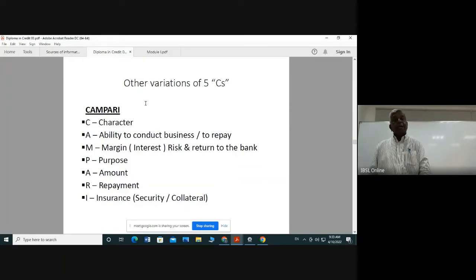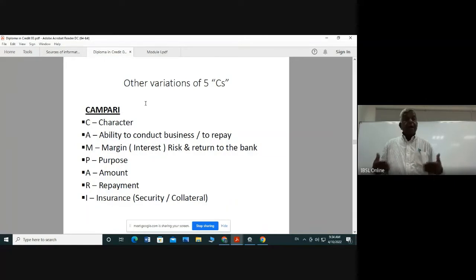And then CAMPARI. This is also a very popular method. In Sri Lanka, many people were using it. This is another variation that some other senior managers have developed. CAMPARI: C, character of the customer, what we have discussed in the Pisces method. And then A, ability to conduct the business, and his ability to repay.